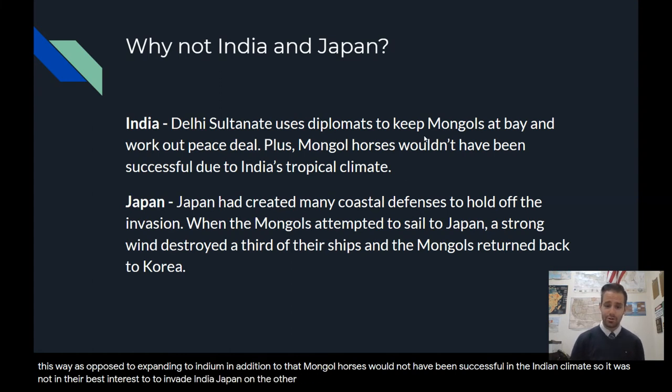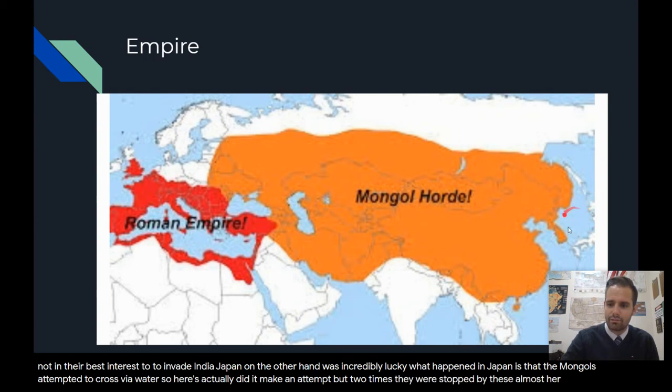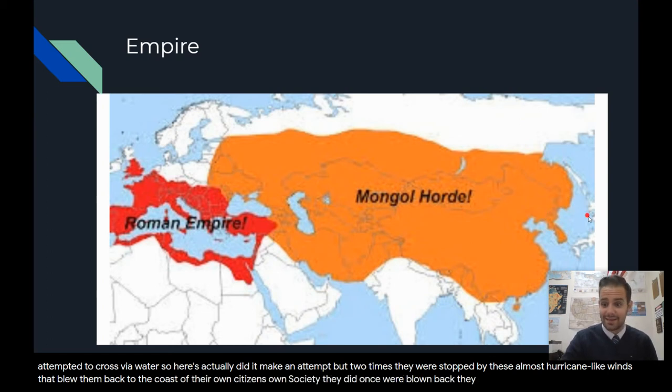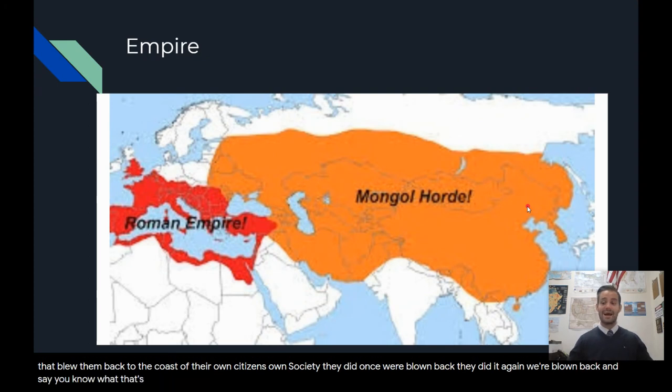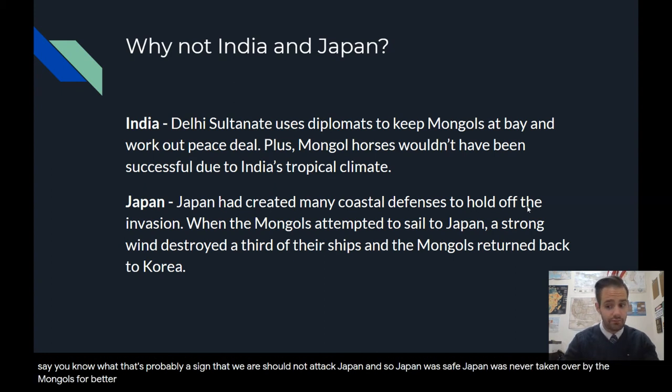Japan, on the other hand, was incredibly lucky. What happened in Japan is that the Mongols attempted to cross via water. So here's Japan over here. It's a little off the map. The Mongols actually did make an attempt, but 2 times they were stopped by these almost hurricane-like winds that blew them back to the coast of their own society. They did it once, were blown back. They did it again, were blown back and said, you know what? That's probably a sign that we should not attack Japan. And so Japan was saved. Japan was never taken over by the Mongols, for better or for worse, depending on your point of view on the Mongols.